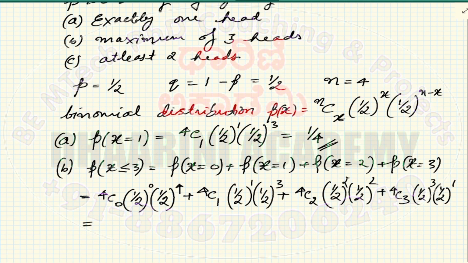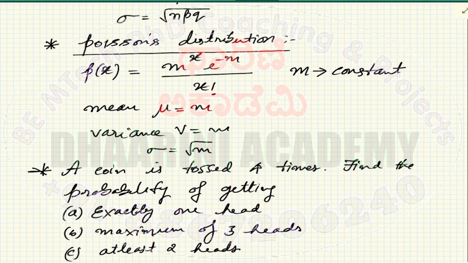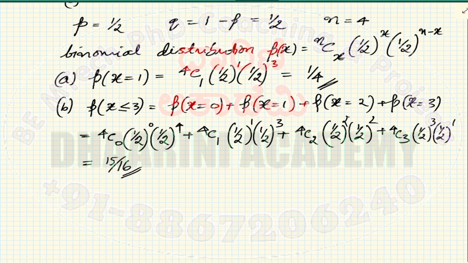15 by 16, right? Okay, so this comes to be 15 by 16. Very similar to this, we need to answer the next part, that is part C, at least two. At least two heads, correct? So at least two heads means two or more than two. So this is P of x greater than or equal to 2, correct?